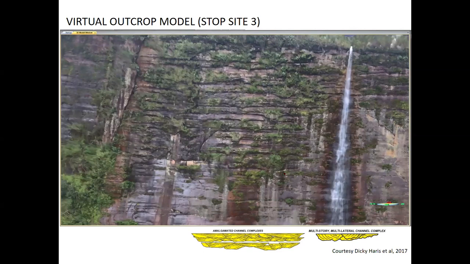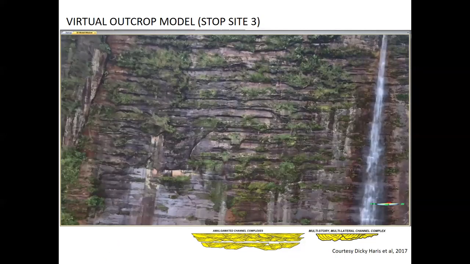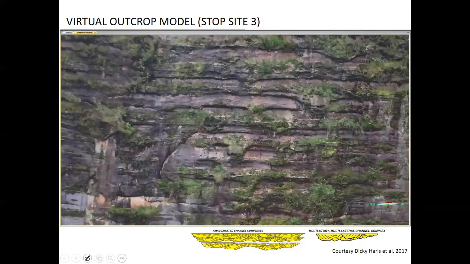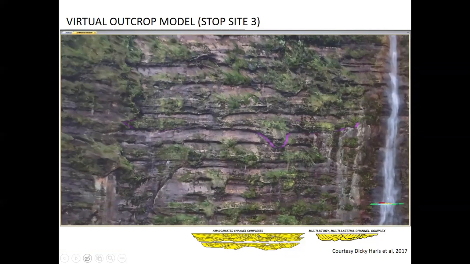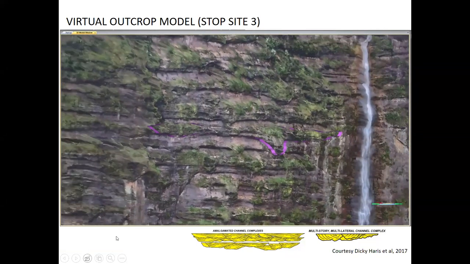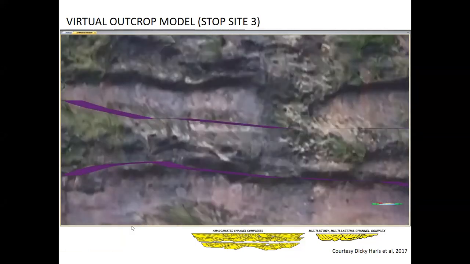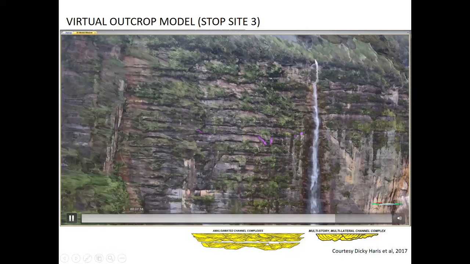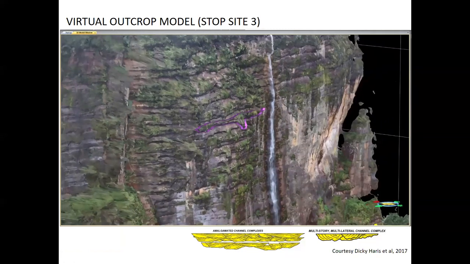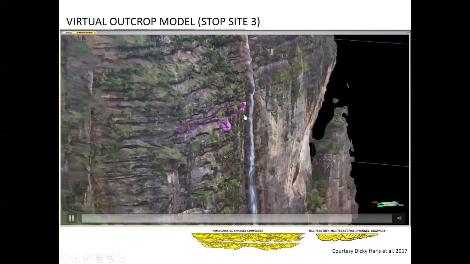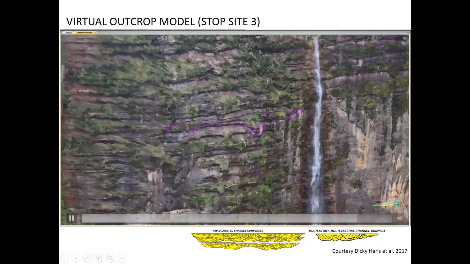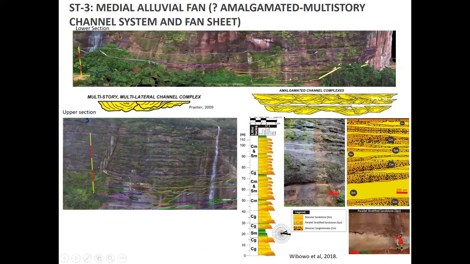Now we look closely at the multi-story channel, which is dominant in the top section. If we can zoom in a little bit, this is the boundary of the multi-story channel, stacking on and underlain by the older channel, showing that the sedimentation is quite intense. Cool, so this is the brief summary of the outcrop at stop site 3.